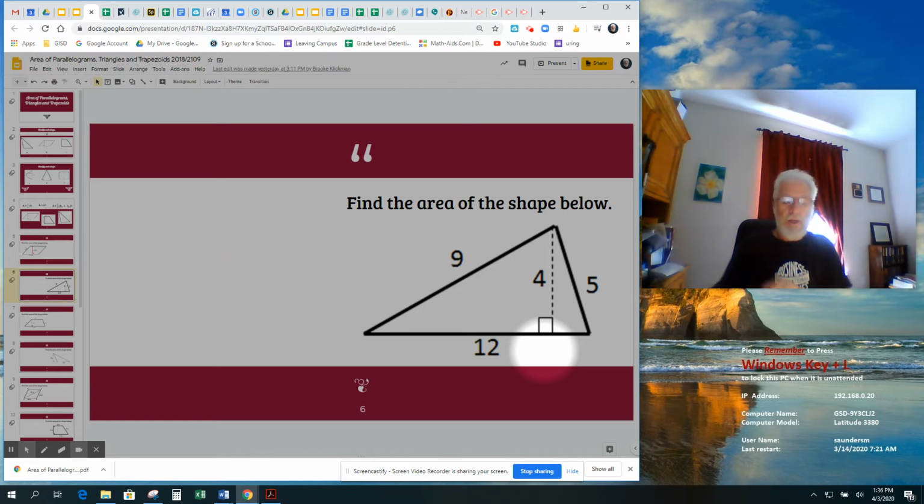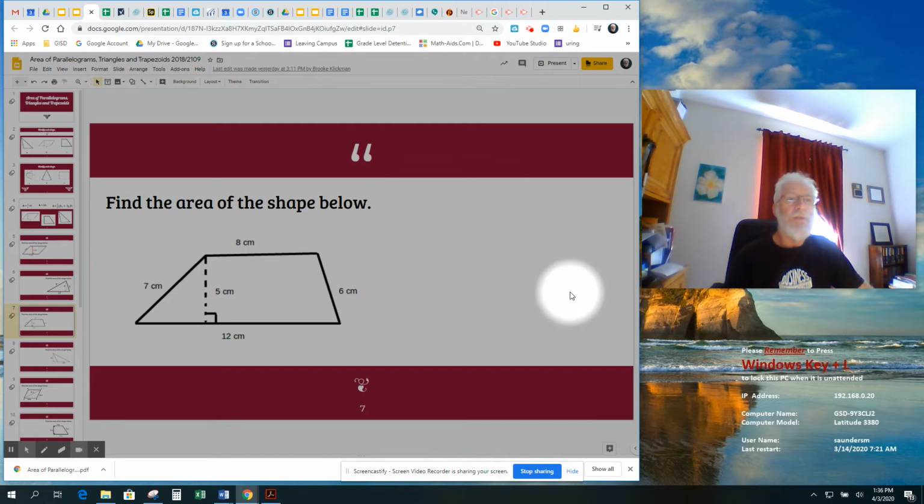Okay, let's look at the next one. This one says, find the area of the shape below. And this is a four-sided figure. So we have to look at it a little more closely and decide what kind of figure it is. It looks like the top and the bottom are parallel, but the two sides look like they would intersect up here somewhere. These are not parallel. So this is not a parallelogram.